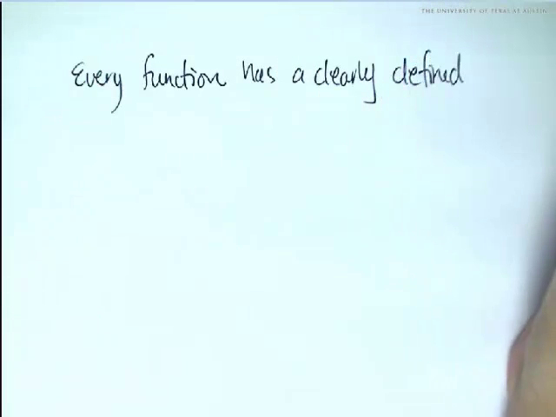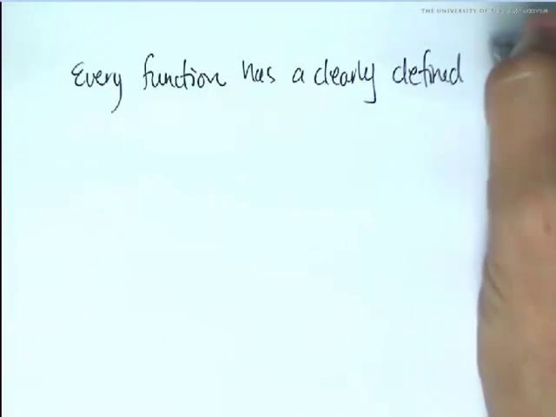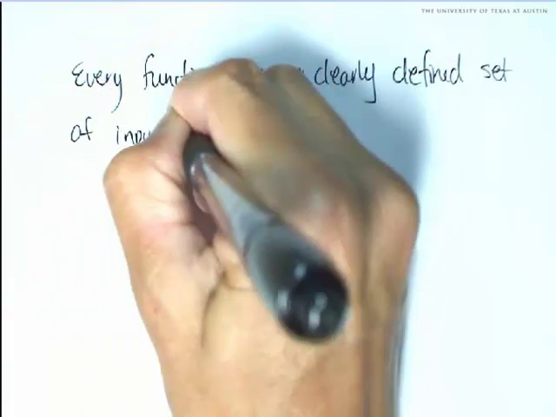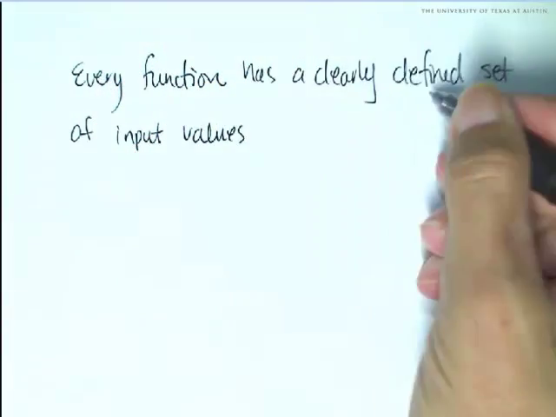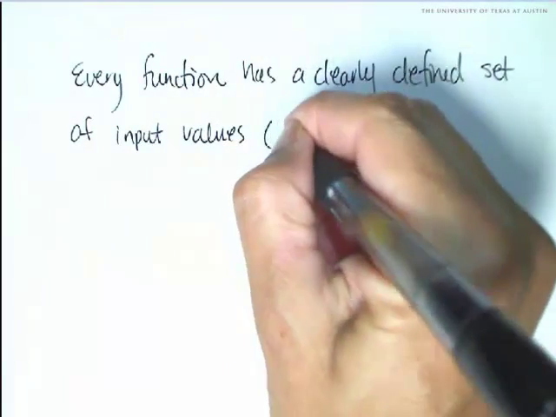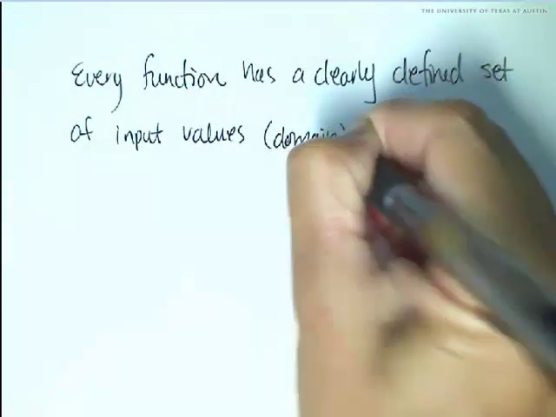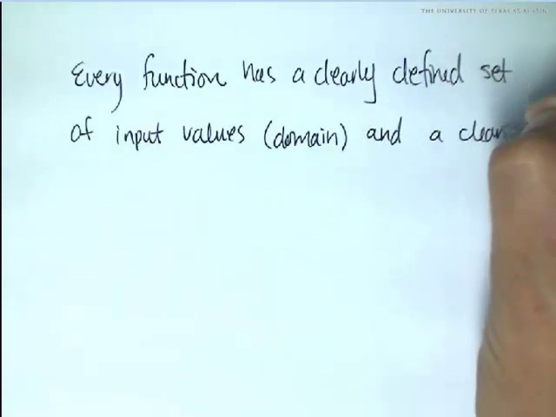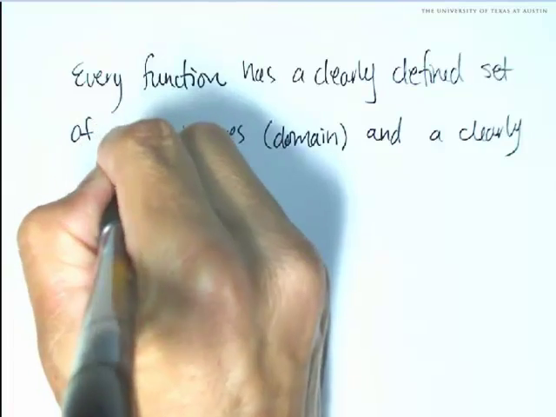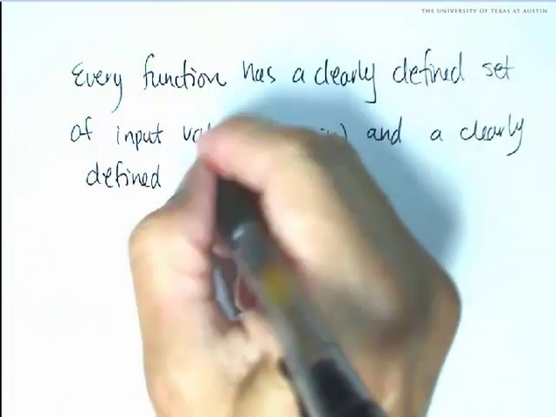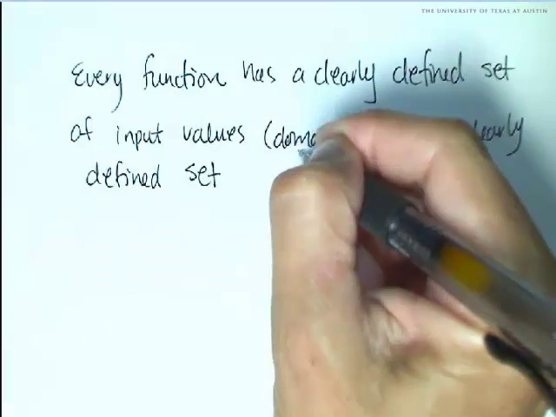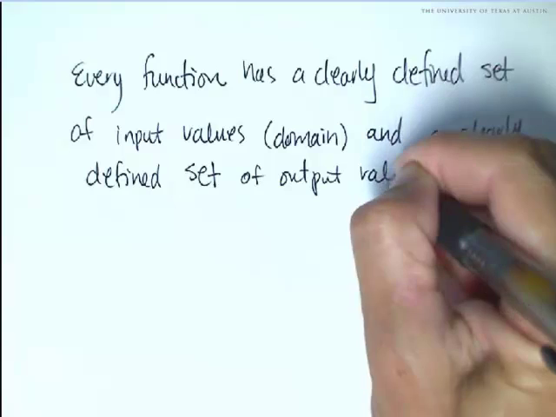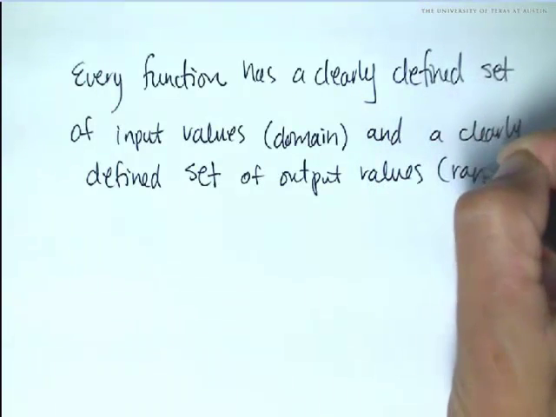the domain, and a clearly defined set of output values called the range. Let's write that down. Every function has a clearly defined set of input values called the domain and a clearly defined set of output values called the range. Okay?